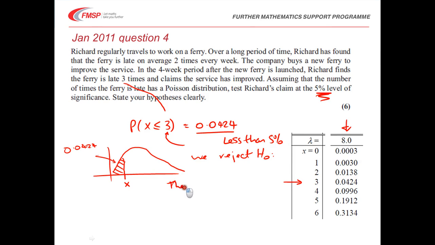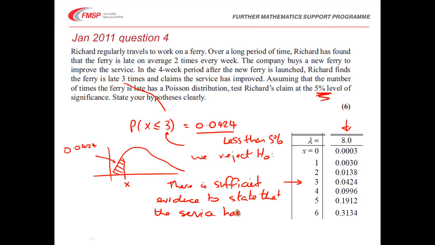So there is sufficient evidence to state that the service has improved. That's a different way of carrying out these tests. Instead of finding the critical region, which is very useful, you can also find the probability of being less than or greater than, depending on the direction of your alternate hypothesis. You can work out the probability of being below or above it.